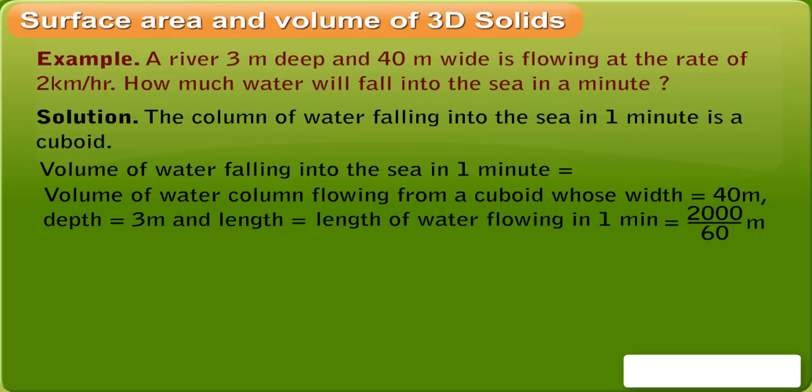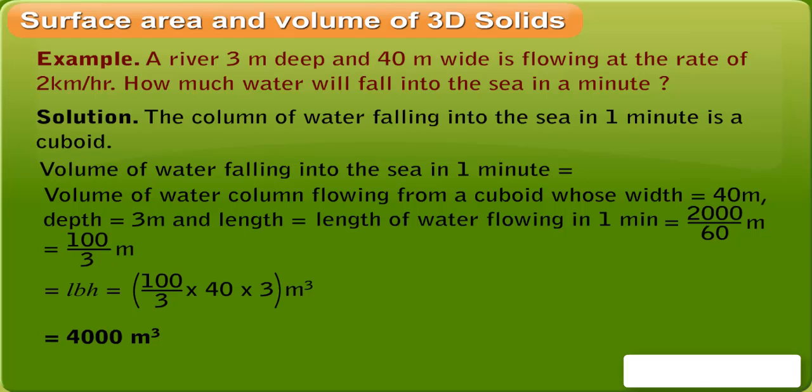This is equal to 2000, converting 2 kilometers into meters, divided by 60, converting 1 hour into minutes. So this is 2000 by 60 meters equal to 100 by 3 meters on simplification. So, volume of water falling into the sea in 1 minute is equal to LBH, this is the formula for the volume of a cuboid, is equal to 100 by 3 into 40 into 3 meter cube, which comes out as 4000 meter cube.